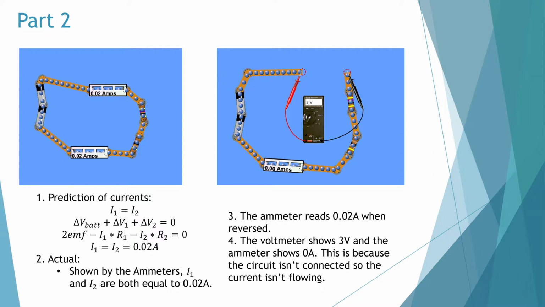So my prediction for the current for I1 and I2 was using the loop rule and the node rule, and I calculated it would be 0.02 amps, which is exactly what the ammeter reads, so I was correct in that prediction. Also, when the ammeter is reversed, it is still going to read 0.02 amps. And when it is disconnected and only connected by the voltmeter, it's going to read 3 volts, but the ammeter will show 0 because the circuit isn't actually connected and no current is flowing.